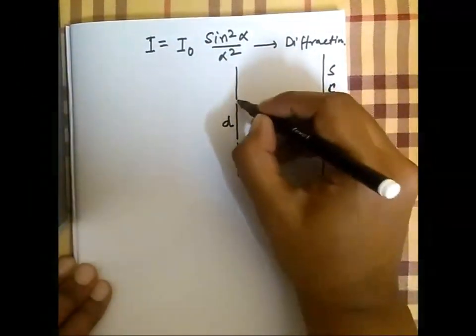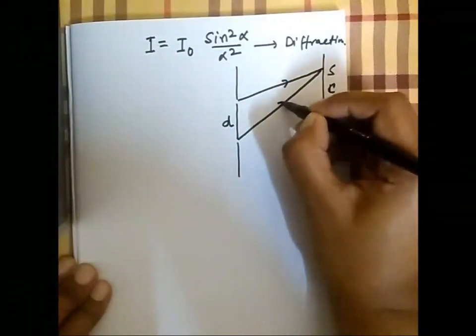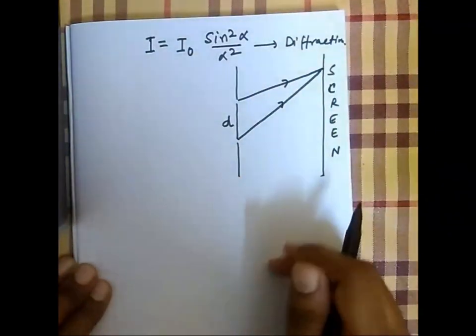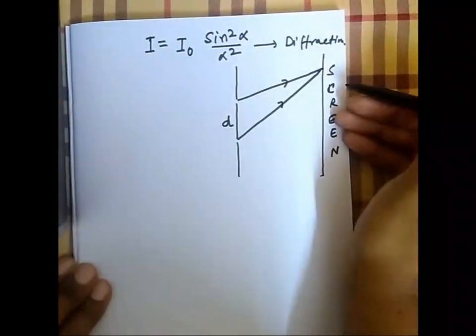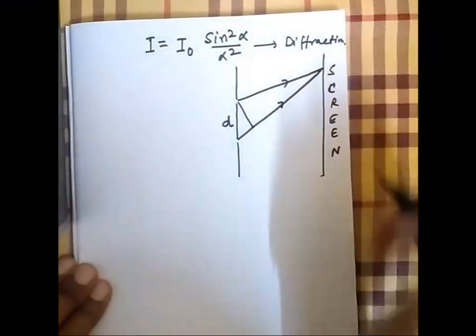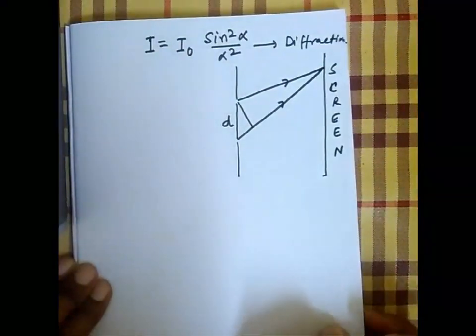Okay, and light is coming out of both the slits and they are falling on this point. I want to figure out what is the intensity at this point. So doing the same calculation that we did for Young's double slit, we will draw a perpendicular like this, and we'll see what is the path difference that is coming into the picture.